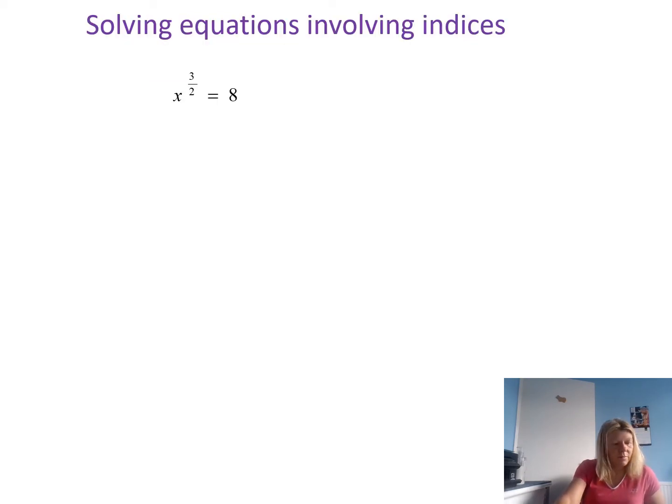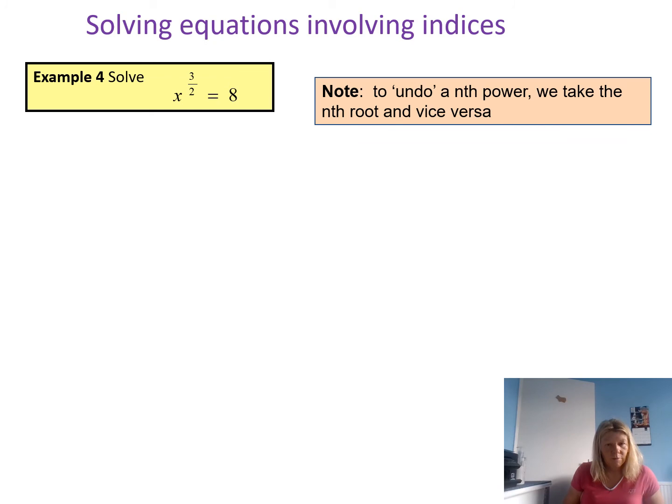Right. What's this one? Example 4. x to the power 3 over 2 equals 8. To undo an nth power, we take the nth root and vice versa. So basically doing opposites.